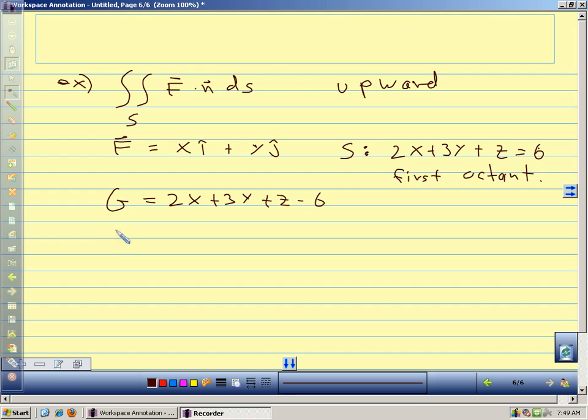So del G gives us our unit normal. So we're going to use del G to get our normal vector. Del G is 2i plus 3j plus k. So this is our upward normal vector. Remember in our formula, the magnitudes of del G canceled if we have our surface expressed this way, so we don't have to calculate the magnitude of del G. And F dot del G is what we're going to integrate. F dot del G is just 2x plus 3y.